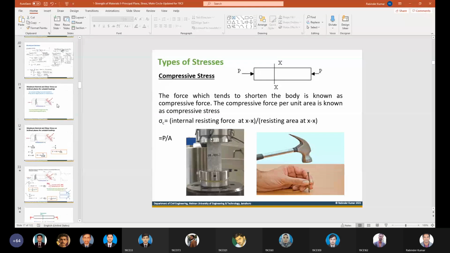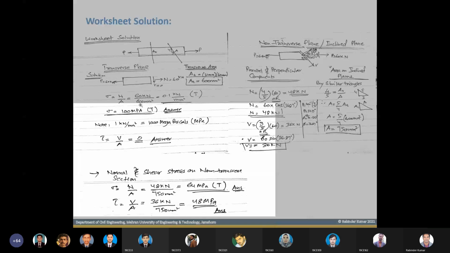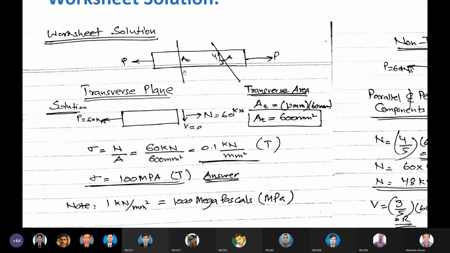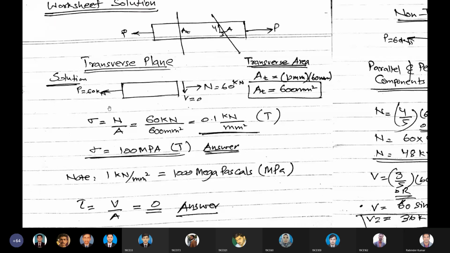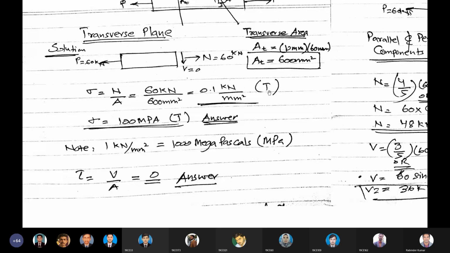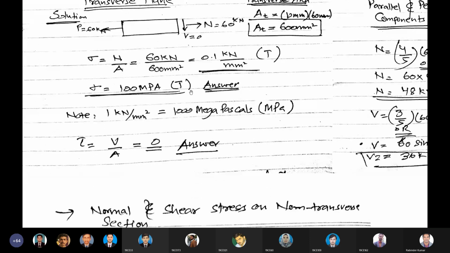Okay, now coming back to this problem which I gave you. So this was the question along the transverse plane. So I am giving the name AT. Simply the force is given to us. So normal force will also be equal to 60 because of equilibrium. So in order to find the stress, stress is equals to N divided by A, 60 divided by 600, and this will give us 0.1 kilonewton per millimeter square or 100 megapascals, which is in tension because it is positive.